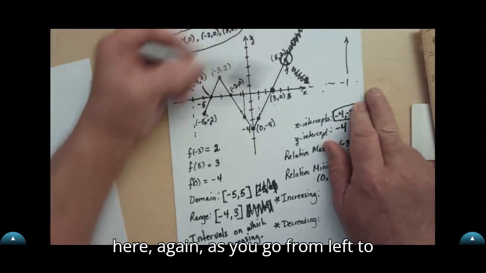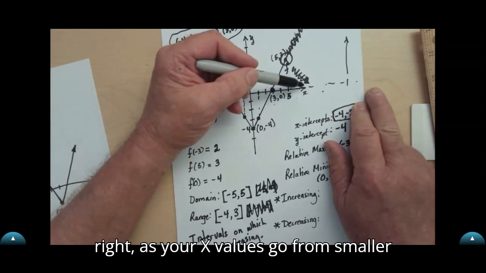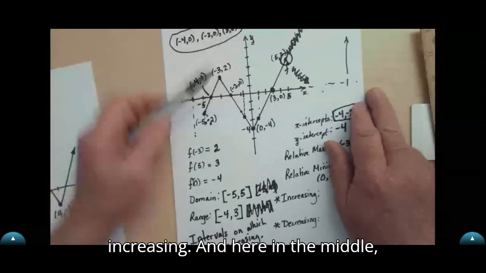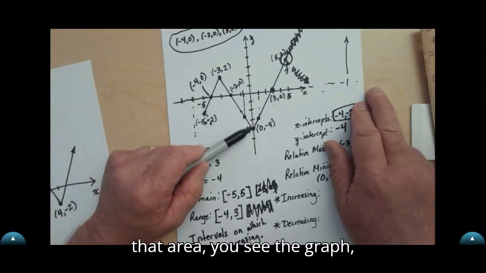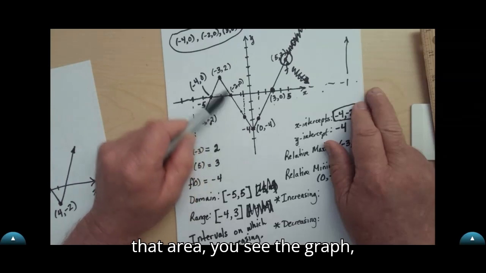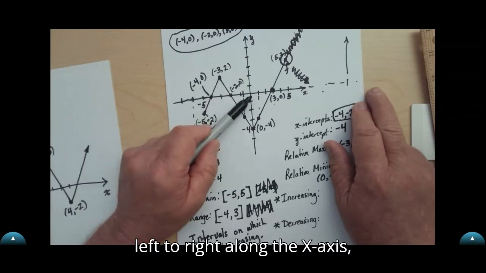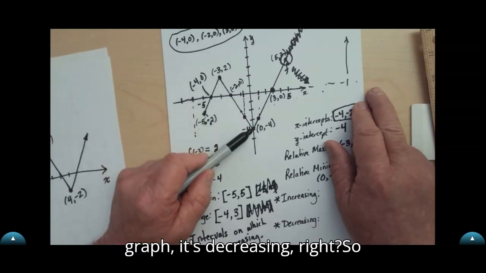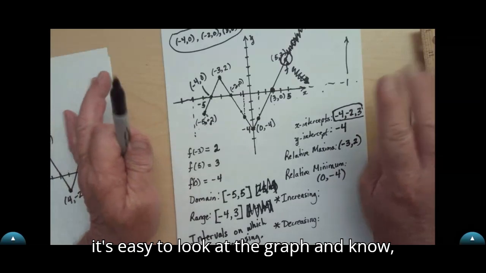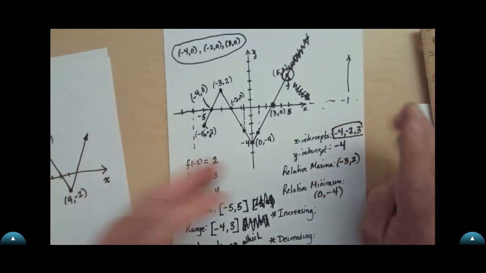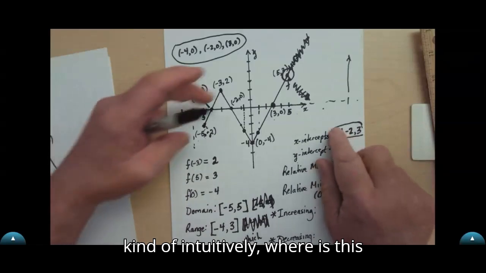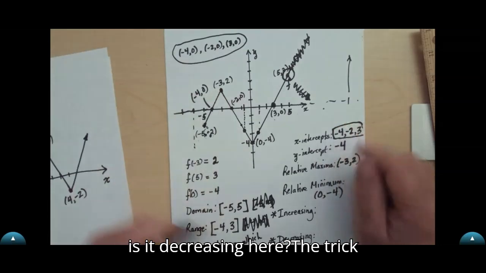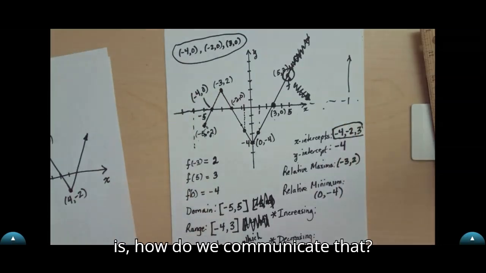And if you look at this part of the graph, from this y-intercept to the end here, again, as your x values go from smaller to bigger, the graph is going up from left to right, so it's increasing. And here in the middle, as you go from left to right along the x-axis, if you look at what's happening with the graph, it's decreasing, right? So it's easy to look at the graph and know intuitively, where is this function increasing? Here and here. Where is it decreasing? Here.